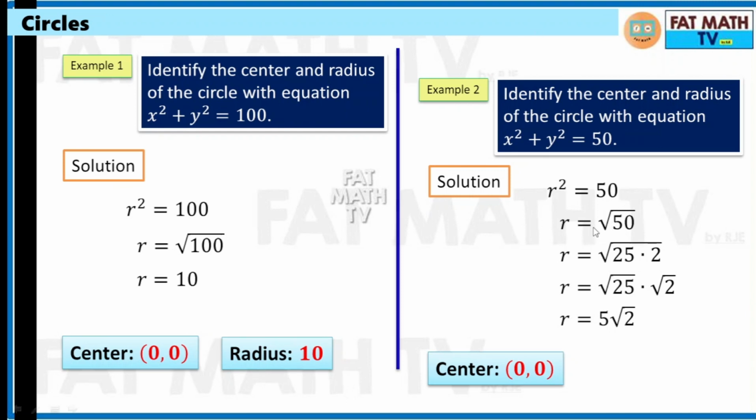How do we simplify a radical? You just have to factor in such a way that one of the factors is a perfect square, so that you can apply the rules and put that outside. You can extract the square root of a perfect square and leave the other one inside. In the case of 50, the factors are 25 and 2. And 25 is a perfect square, and the square root of 25 is 5. For the 2, you cannot extract the square root, just leave it as square root of 2. So your radius is 5 square root of 2.